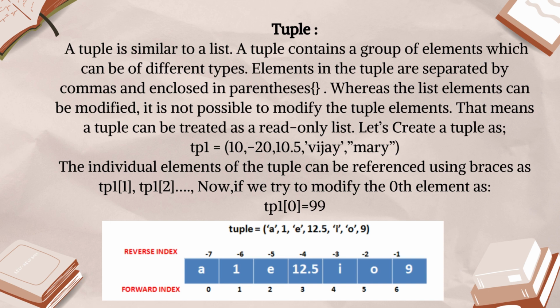Tuple. A tuple is similar to a list. A tuple contains a group of elements which can be of different types. Elements in the tuple are separated by commas and enclosed in parentheses. Whereas list elements can be modified, it is not possible to modify tuple elements. That means a tuple can be treated as a read-only list. Let's create a tuple: tp1 = (10, -20, 10.5, 'Vijay', 'Mary'). The individual elements of the tuple can be referenced using brackets as tp1[1], tp1[2]. Now, if we try to modify the 0th element as tp1[0] = 99.